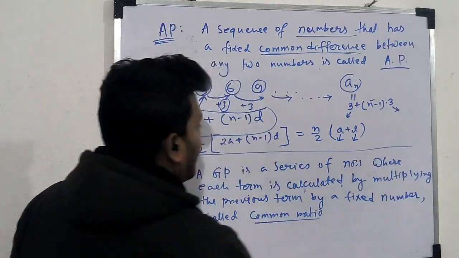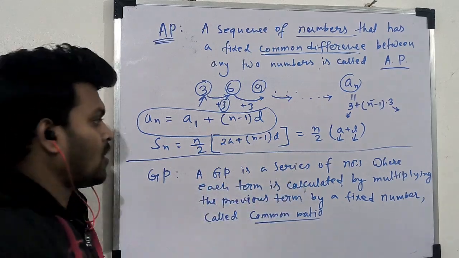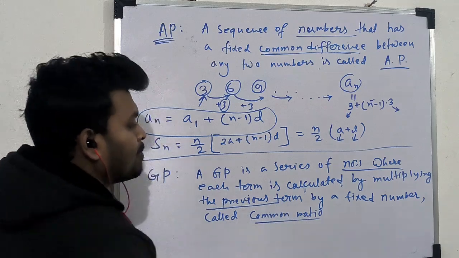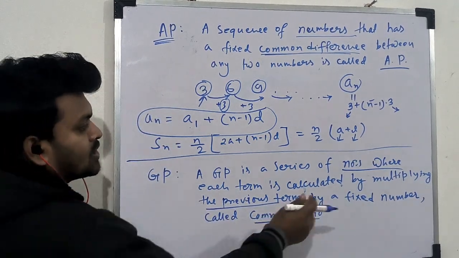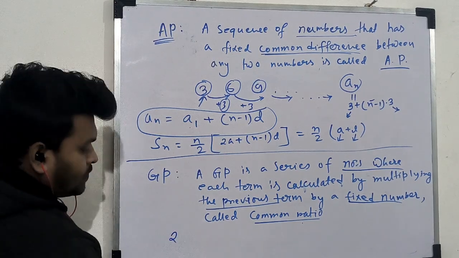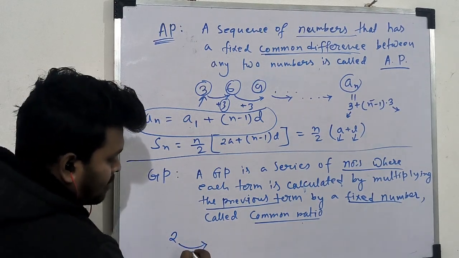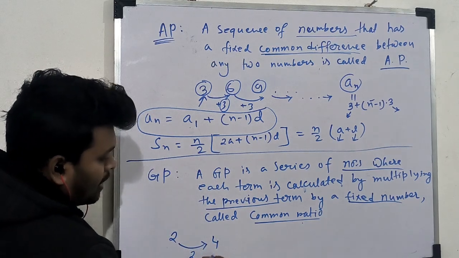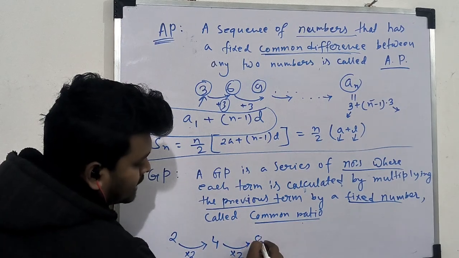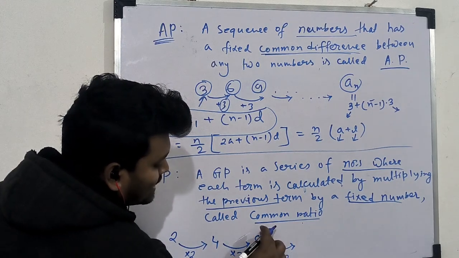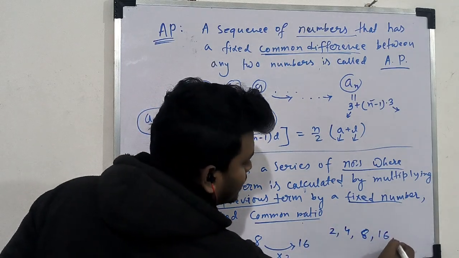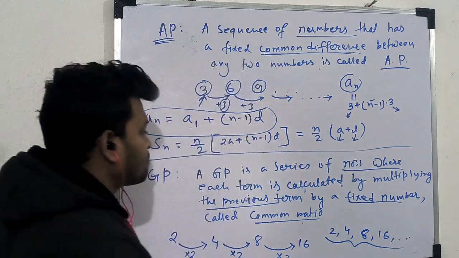Okay? And GP, a GP is a series of numbers where each term is calculated by multiplying the previous term by a fixed number. So this fixed number is called common ratio. So let us assume the first term is 2. Multiplying by 2 with this, we will get 4. Multiplying by 2, we will get 8. Multiplying by 2 with this 8, we will get 16. So these 2, 4, 8, 16 dot dot, this will be a GP series.